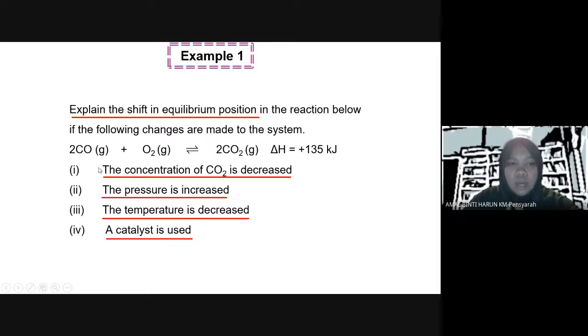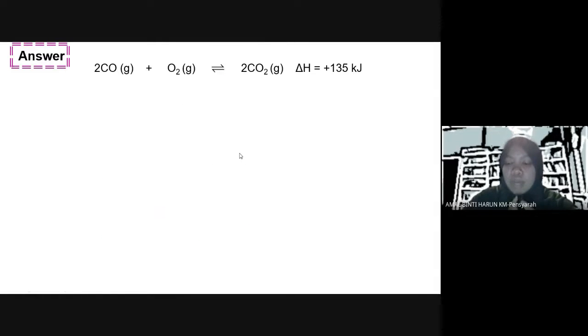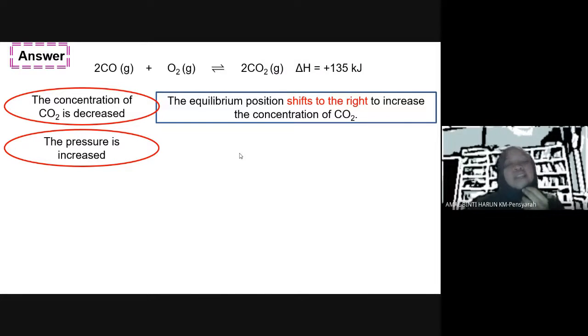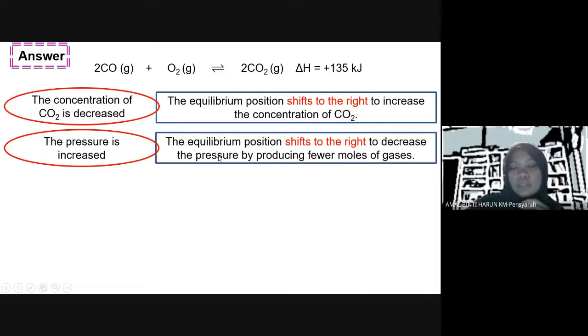Okay, so apa benda ni dia kata? Explain the shift. Concentration CO decrease. So you tutup lah CO. Mana CO yang ni? CO decrease. Dia akan shift to the right. Sebab nak gantikan CO yang berkurang tadi. Okay, kalau pressure increase. Pressure increase, disturbance dia adalah pressure increase. You nak rendahkan pressure. Bila nak rendahkan pressure, kena shift to the lower number of mole. Dan kita tengok gas kat sebelah kiri ada 3 mole. Kat sebelah kanan 2 mole. So mole yang sedikit ada sebelah kanan. Therefore shifting to the right.